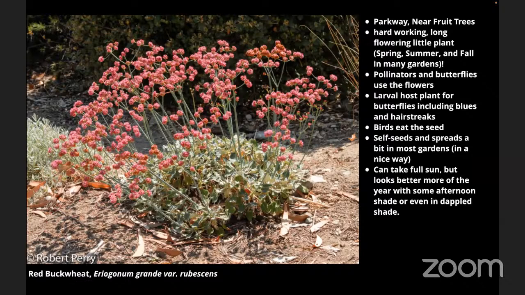One of my very favorites is another buckwheat, the smallest of the buckwheats that we're going to talk about today, which is red buckwheat, a cousin of the California buckwheat or the island buckwheat. This one is also from the Channel Islands. And this one is low water, but can also tolerate a little bit more water. So it's great to also use in a medium water transition zone.